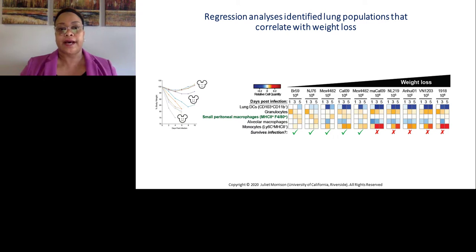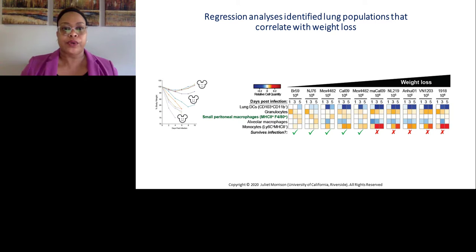We also see that DCQ predicts that granulocytes will increase in the lung in more severe disease. And we also see that alveolar macrophages are predicted to decrease in severe disease, and monocytes are predicted to increase in severe disease. And these are things that we already know.